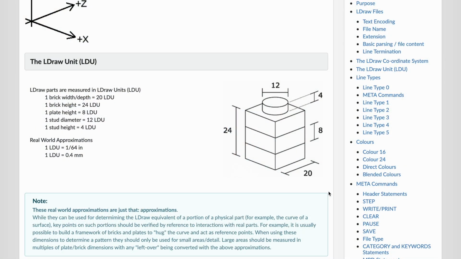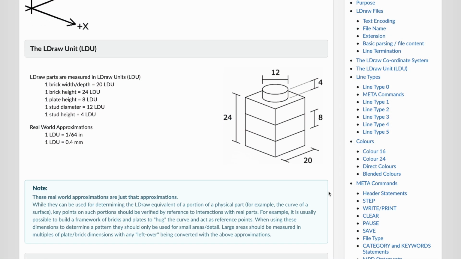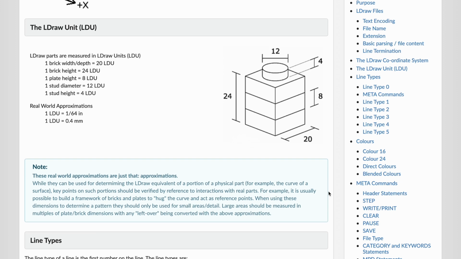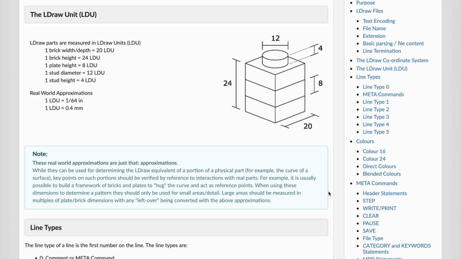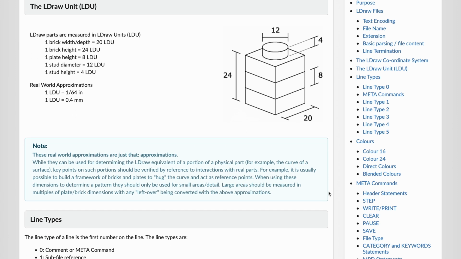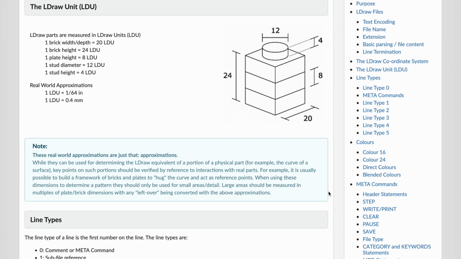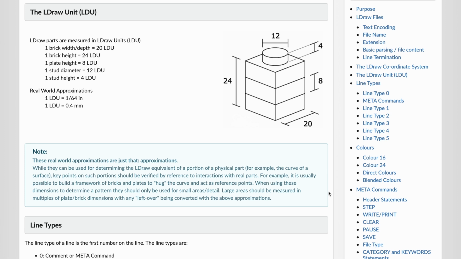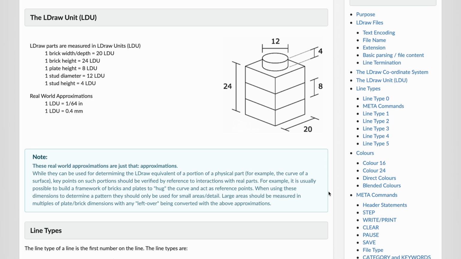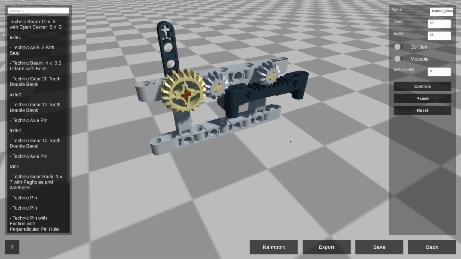Now let's take a look at some animations. The game uses the L-draw coordinate space, which means that a single brick piece is 20 units in width and 24 units in height. Technic elements follow the brick width as a unit, so one pin distance is 20 units. Rotation angles are measured in degrees, so 360 degrees is a full circle.